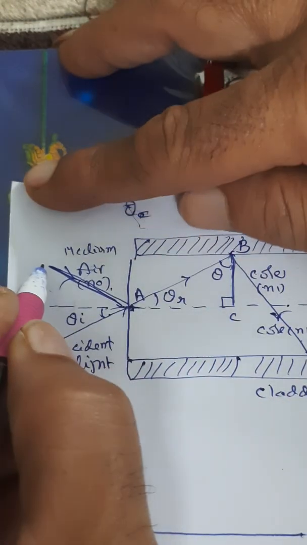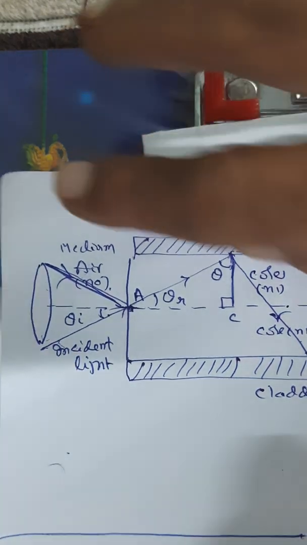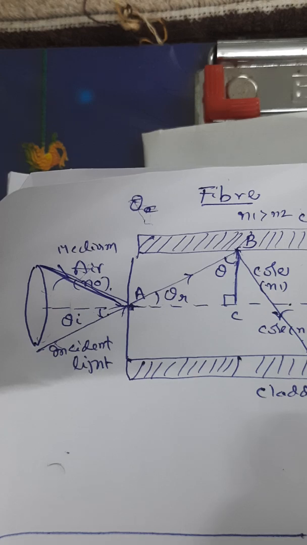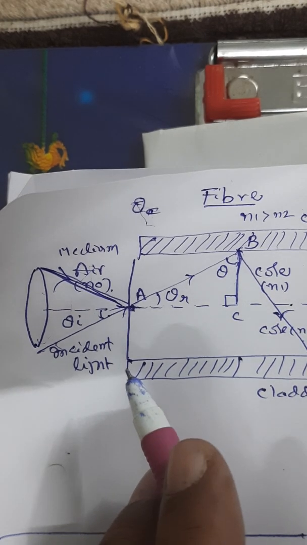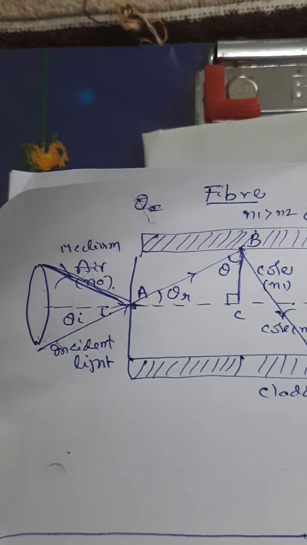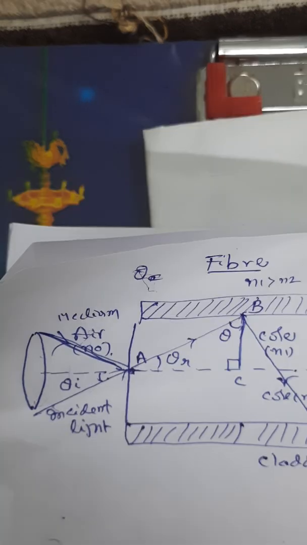Now this area, if you close it with the surface, appears like a cone. Right? This is what we have to remember. Now we shall try to interpret the entire process for further understanding.